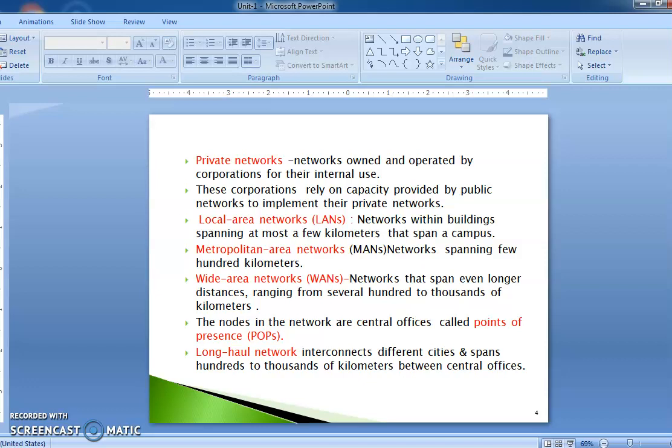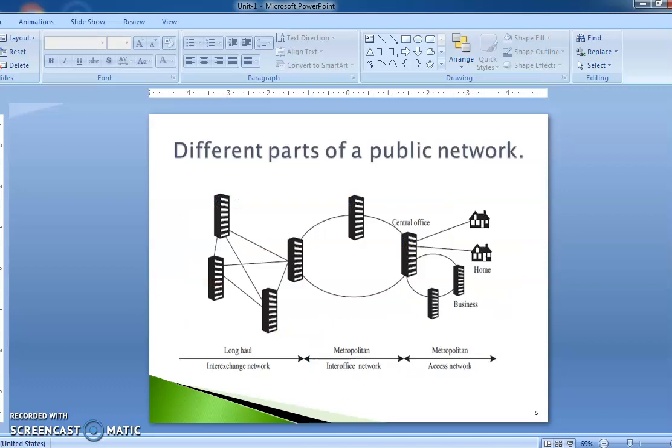The nodes in the network are central offices. They are called a point of presence. A long haul network interconnects different cities and spans hundreds to thousands of kilometers between the central offices. This diagram shows the different parts of a public network. The public network can comprise metropolitan networks, LAN, MAN, and so on. For example, here we have assumed it comprises a long haul inter-exchange network. This is a metropolitan area network. This is the central office. This is the MAN, and this is the individual users.